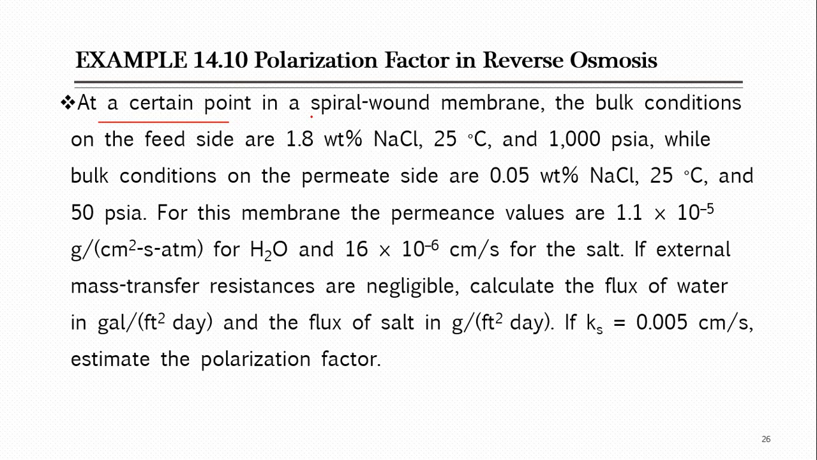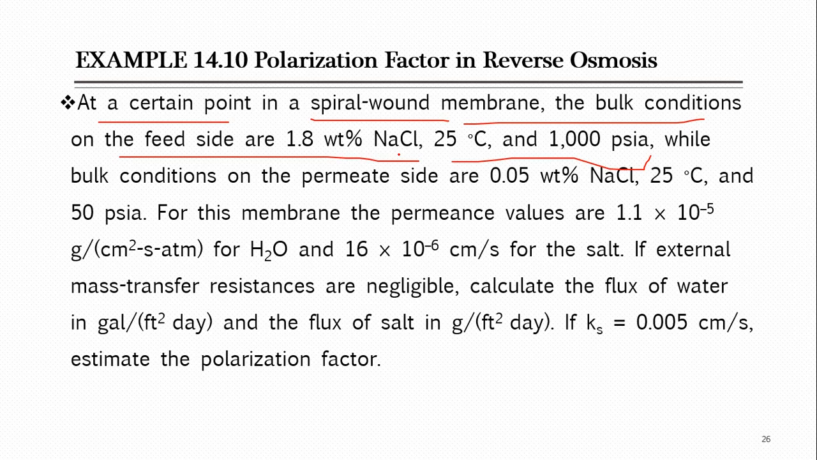At a certain point in the spiral wound membrane, the bulk conditions of the feed side are given. Feed side conditions mean what the temperature, pressure and composition of the feed are. That feed contains 1.8 weight percent NaCl. As I told you, most of the time reverse osmosis membranes are used for desalination. So here he has provided an actual example of desalination, and you can see that he has only provided the NaCl concentration. Rest he didn't talk about anything else.